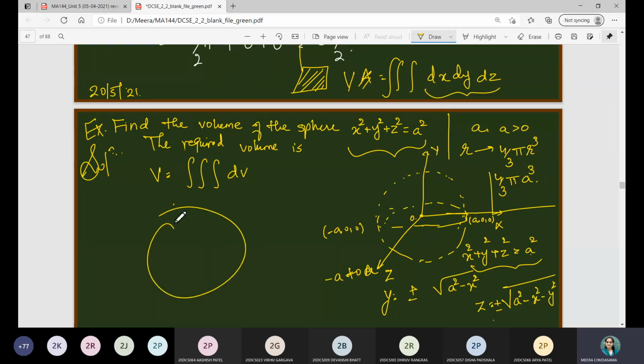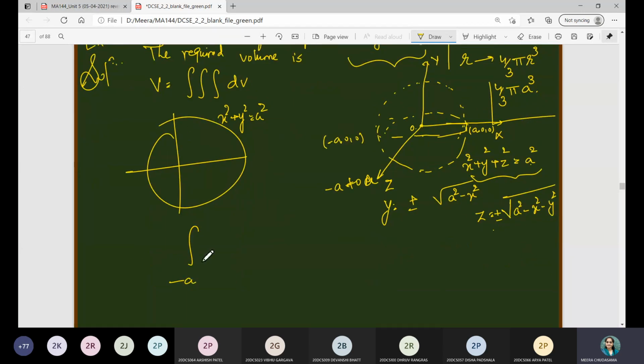Like you did in double integration to find out the area, if you remember, suppose you are given a circle having equation x square plus y square is equal to a square. So in that case the limits are decided as minus a to a, limits of x, then the limits of y will be nothing but minus square root of a square minus x square to plus square root of a square minus x square, dy dx, because these are the limits of y, these are the limits of x.